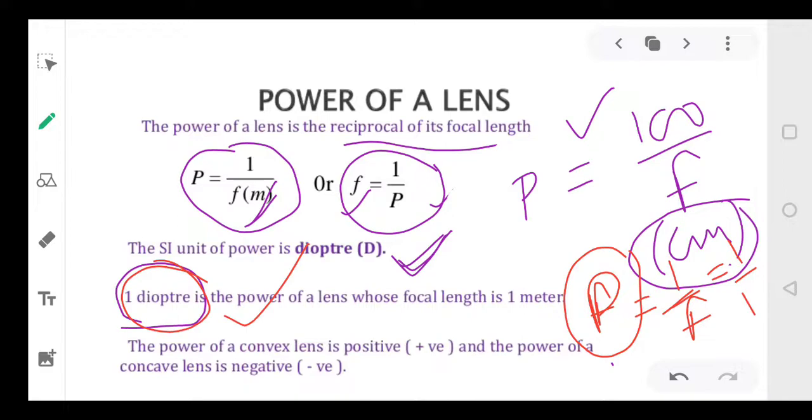Clear students? Now coming to the convex lens. अगर हम convex lens use करते हैं तो उसकी power positive होगी. Why will it be positive? क्योंकि convex lens की focal length भी positive होती है. Okay dear students? So if we are using convex lens, the power of convex lens will be positive. And if you are using concave lens, the power of concave lens is negative. Okay, the power of concave lens is negative.